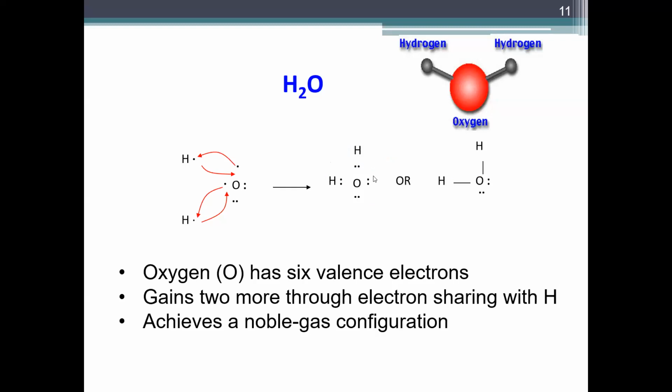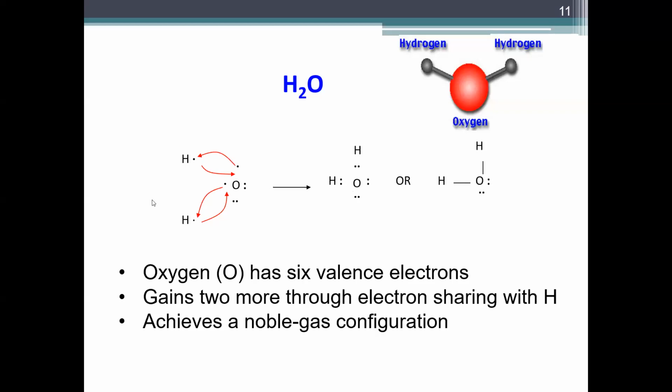So oxygen now, with its 6 valence electrons, has an octet: 1, 2, 3, 4, 5, 6, 7, 8. And hydrogen also has 1, 2. So each of them has attained noble gas configuration, and you now have a single bond between hydrogen and oxygen and another single bond between hydrogen and oxygen.